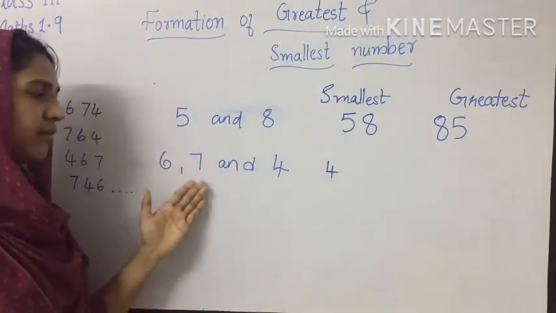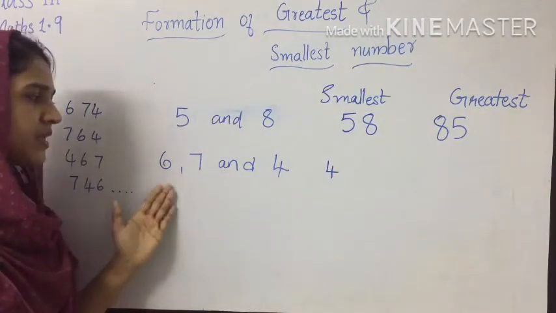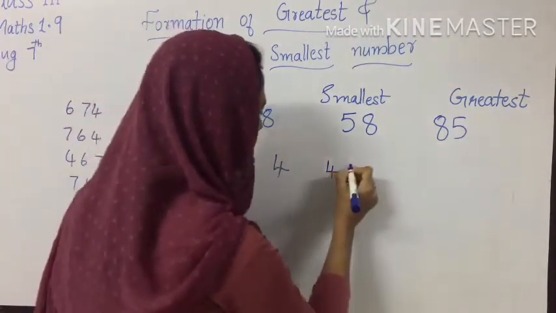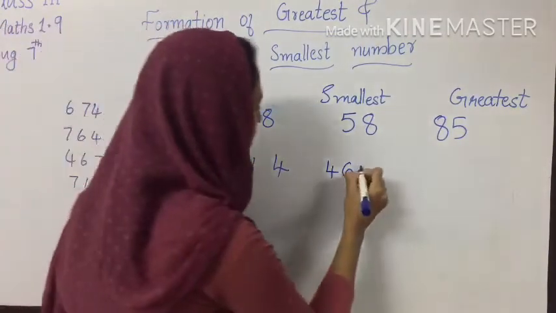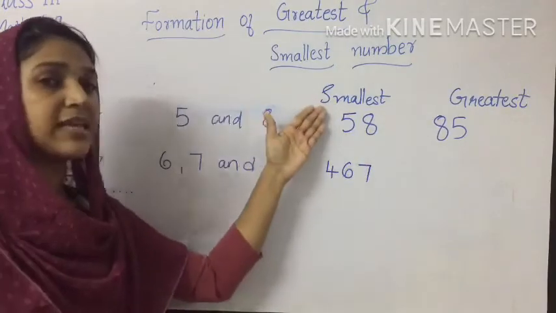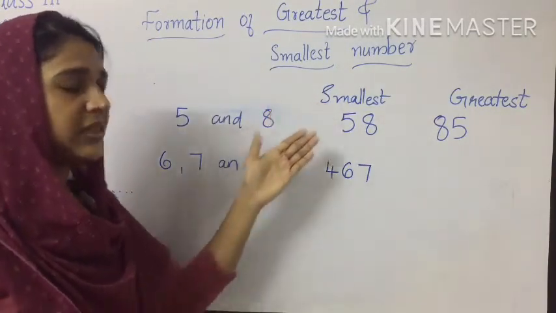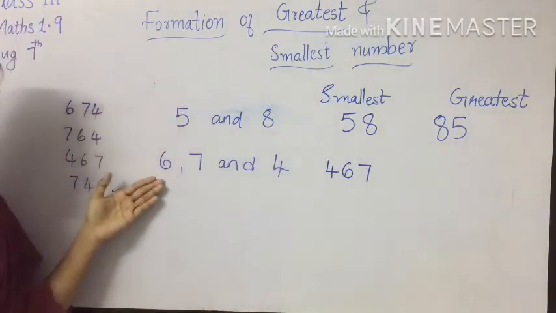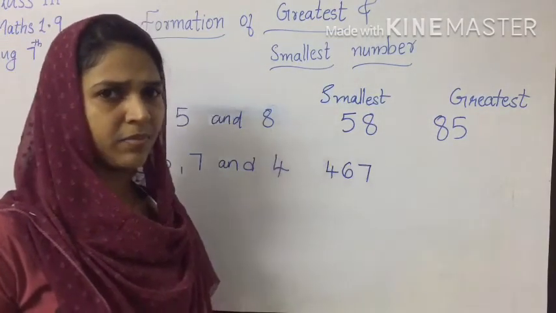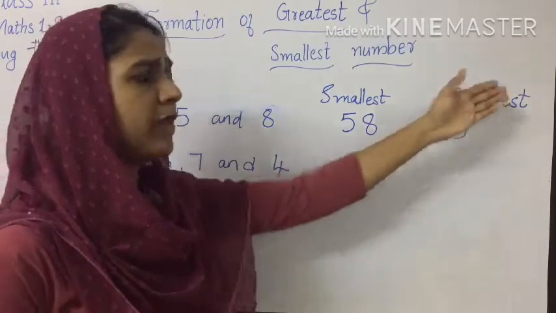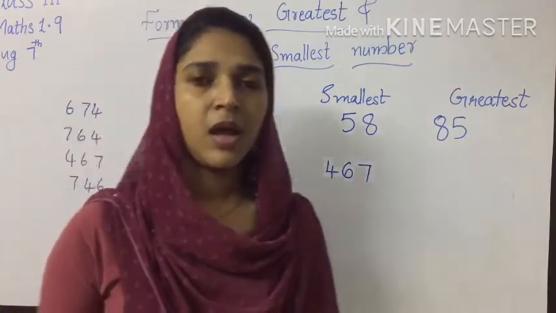Now 6 and 7. Which one is the smallest among these? 6. So we have to write 6. Now the last number, 7. So the smallest 3-digit number that we can make from this is 467. Clear? Now how to make the greatest number?